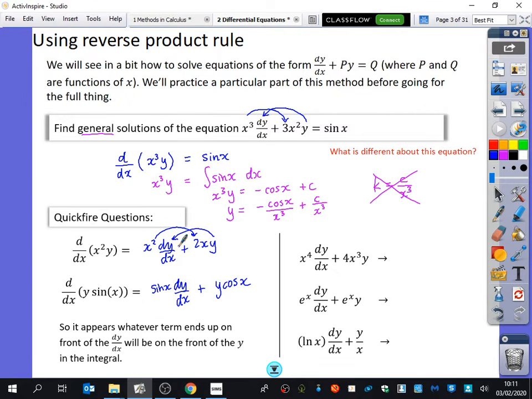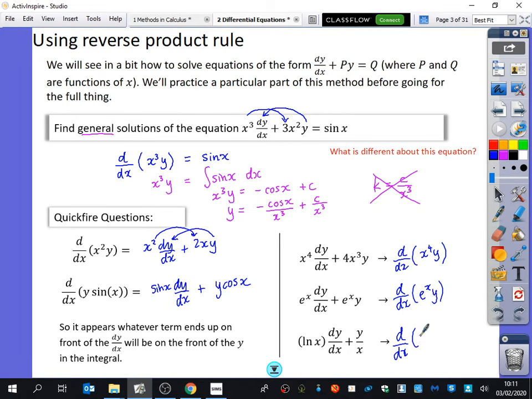So if we're going to now try and go backwards, what do we think this is the derivative of? x to the power of 4y. This is the derivative of e to the power of xy. And this is the derivative of ln x y.